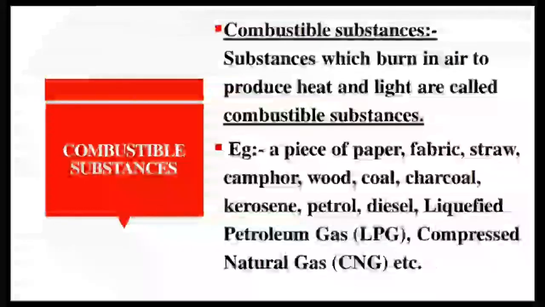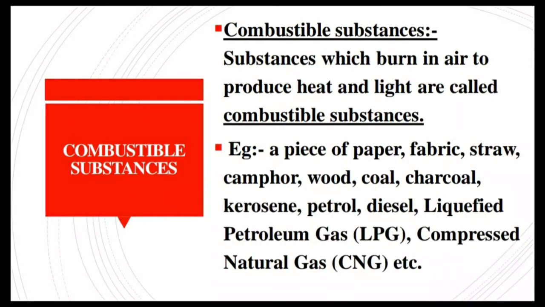Students, what are combustible substances? Combustible substances are those substances which burn in air to produce heat and light. That means when these substances come in contact with air, they produce heat and light. Examples of combustible substances are a piece of paper, a fabric, a straw, camphor, which means kapoor, wood, coal, charcoal, kerosene oil, petrol, diesel, liquefied petroleum gas, compressed natural gas, etc. These are some of the most important examples of combustible substances.